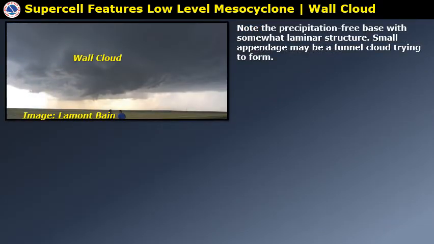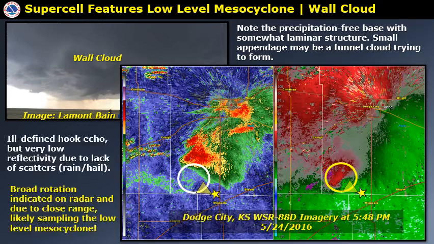In this picture, we observe a well-defined wall cloud in a rain-free area. We can be confident that this is a wall cloud as there is somewhat of a laminar structure. You may have noticed a small appendage here in this picture, which may be a developing funnel cloud. Next, let's dive into the radar imagery.